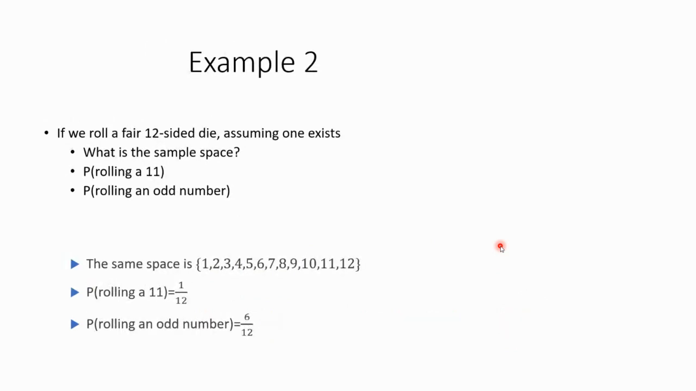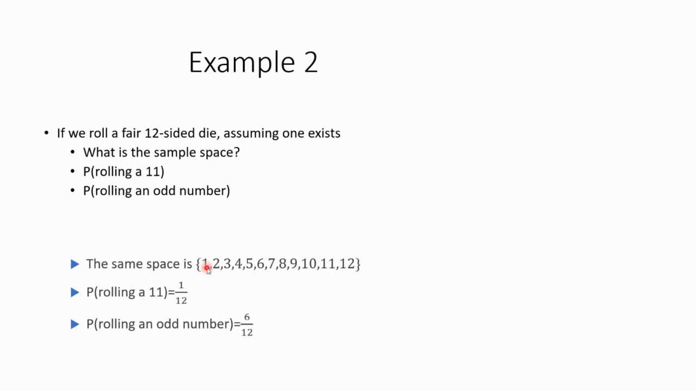Here's another example. Suppose now we're going to roll a 12-sided die. Again, each side corresponds to a number. I'm not sure if there is a 12-sided die. There could be, but let's assume there is one. So what is the sample space? We'll find that first. We'll find the probability of rolling an 11 and the probability of rolling an odd number.